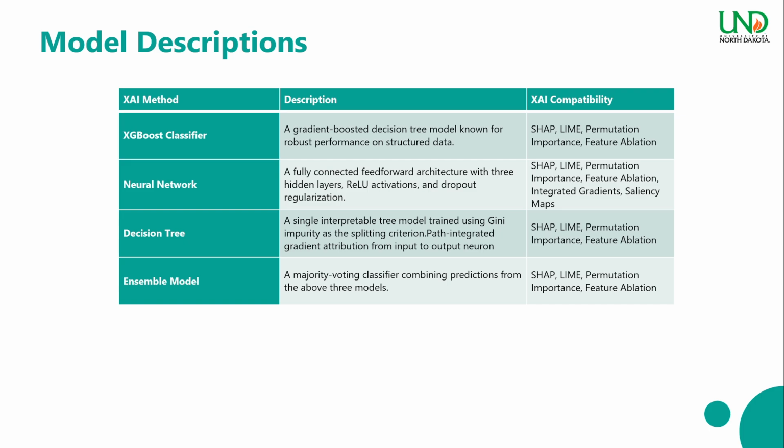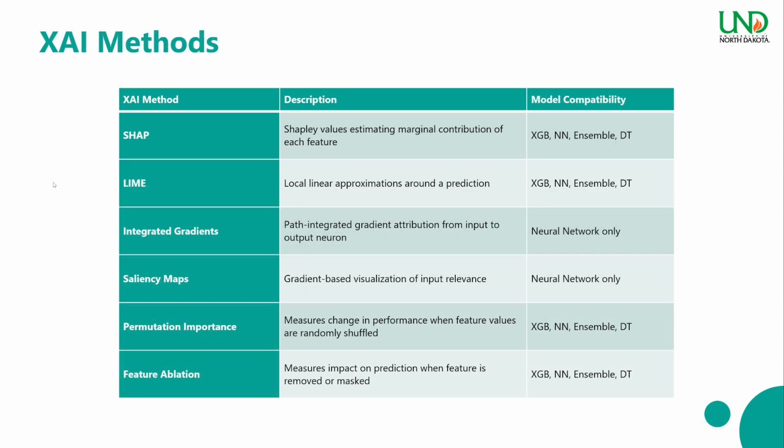And as shown in the 3rd column of this, not every XAI method works with every model. Some methods like integrated gradients and saliency maps are specific to neural networks, while others like SHAP and Lime are more broadly compatible. So once we had our models trained, the next step was then to apply the explainability techniques. And so these are the tools designed to give us some of those insights that we're looking for.